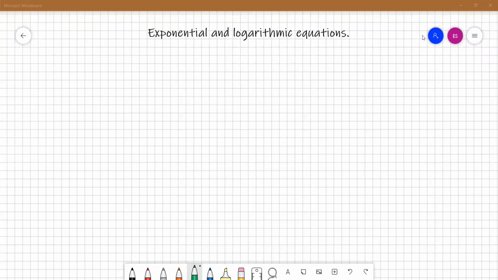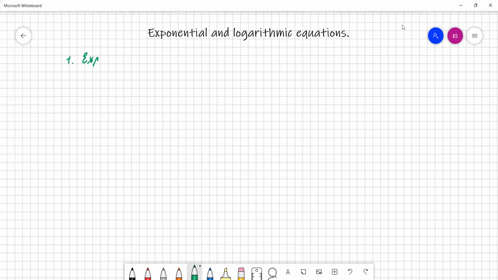Hello everyone, today we are going to learn how to solve exponential and logarithmic equations. I'm going to start with exponential equations. What is an exponential equation? Well, something with an exponential function involved in it.